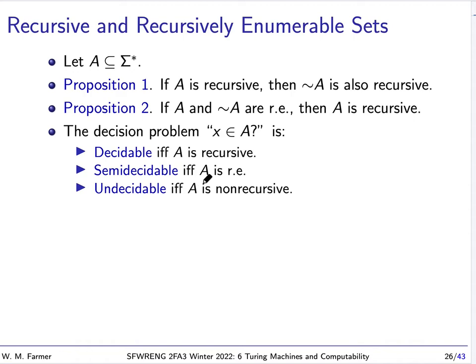It will be semi-decidable if A is RE. So if A is RE, there's some Turing machine that will accept A. And so if X is in A, we will know that. But if X is not in A, we will not necessarily know that, because our machine may not be total. And we'll say the problem is undecidable if A is non-recursive. If A is non-recursive, that means that there is not a Turing machine that will, when we run it on a given X, either give us accept or reject.